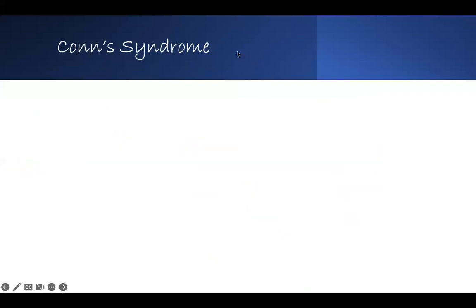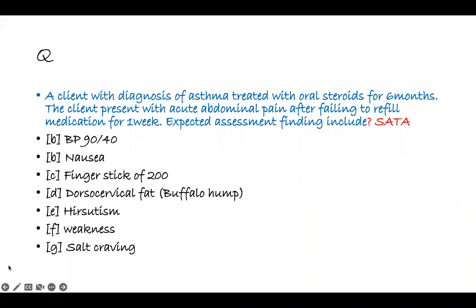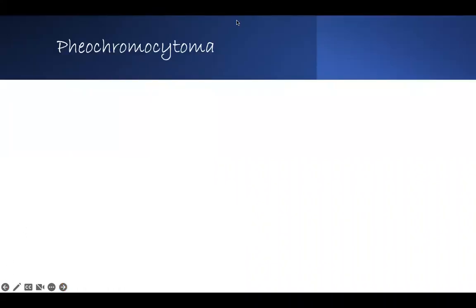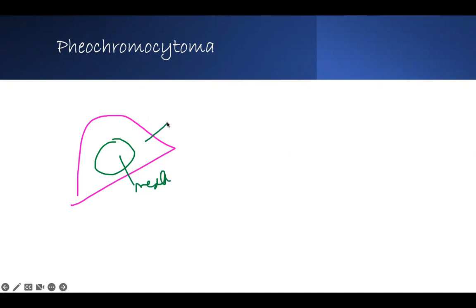The next one is his friend. It's like Conn syndrome, but it's not Conn syndrome. It's what we call pheochromocytoma. I told you the adrenal gland has two portions. It has the medulla and the cortex. This is the medulla. And this is the cortex. And this is what makes all the steroids we talked about.